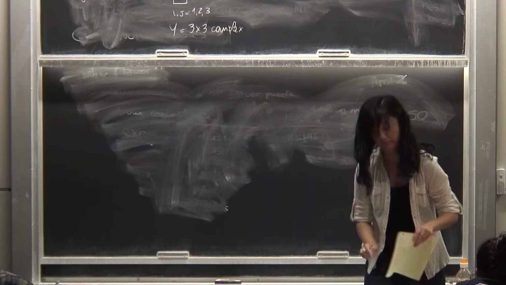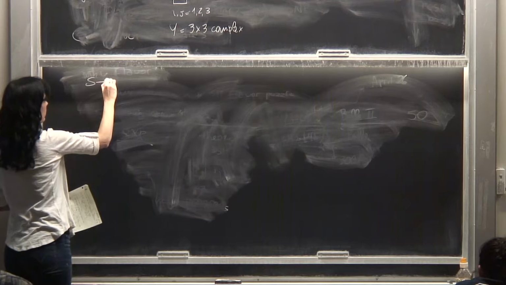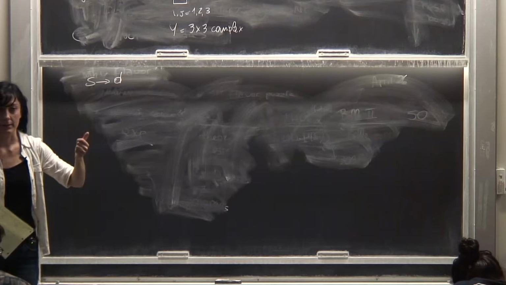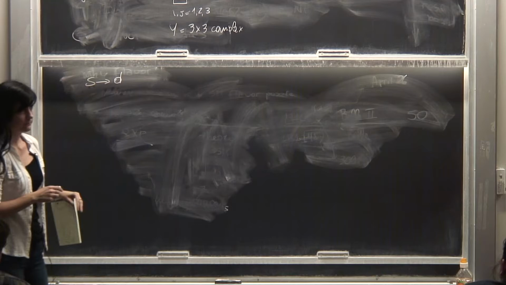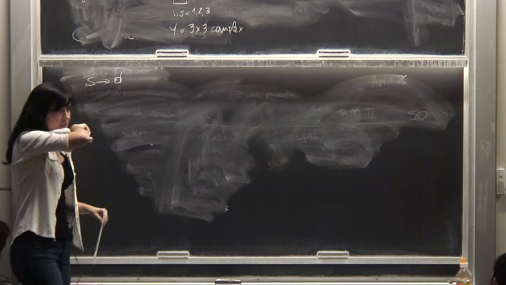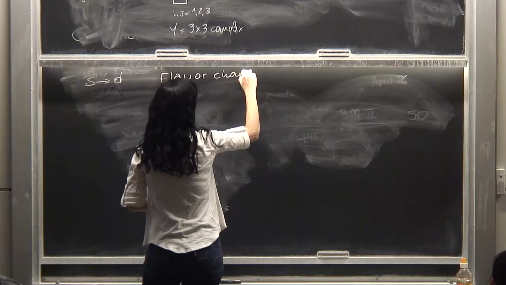So you might wonder, if I ask you to write down a diagram that is mediating a flavor transition of this type, where a strange quark goes to a down quark, how are you going to write down a Feynman diagram that is mediating an interaction like this? Here you see that I'm not changing the charge. So this is, as we call, flavor-changing neutral current.